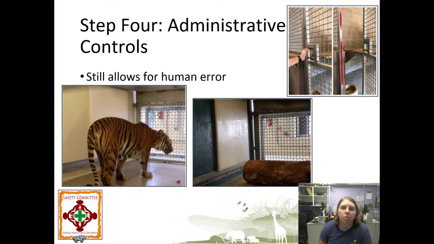And again, we've got some more examples of administrative controls. These are all designed to increase awareness. So in the top right there, we've got stripes of tape. You can see on the right in that photo, bright red tape makes it very clear that that door is open. When the door is closed, you can't see the red tape. So it should just increase your awareness of whether the door is open or not.